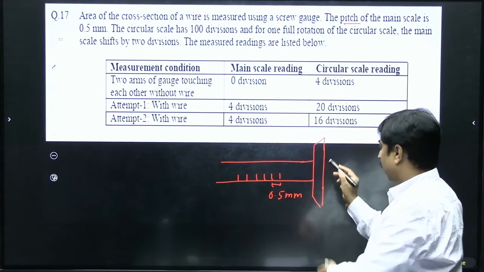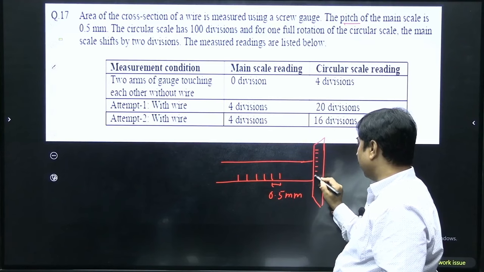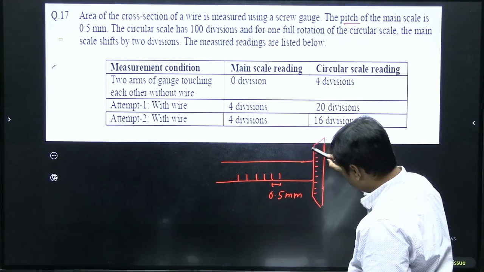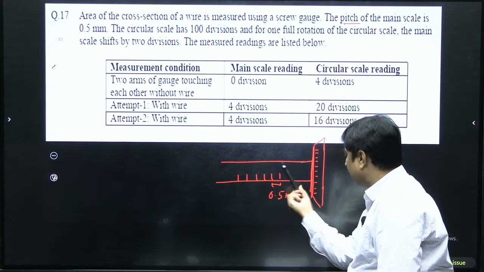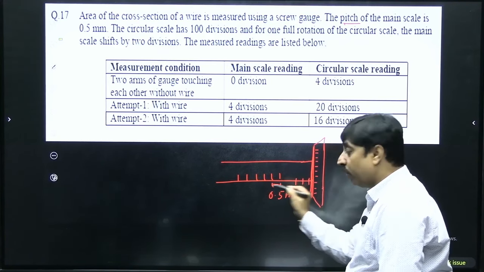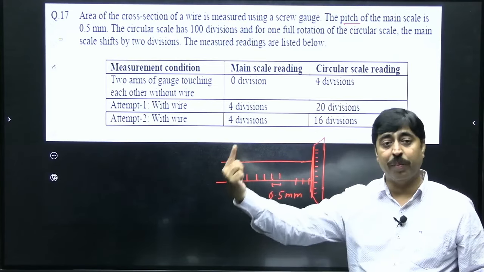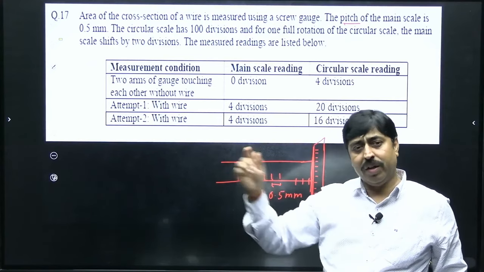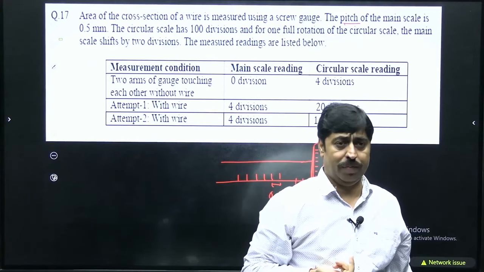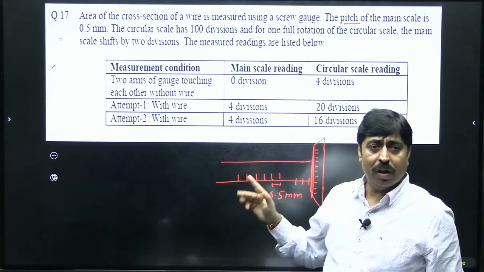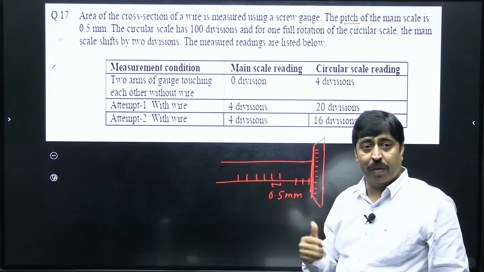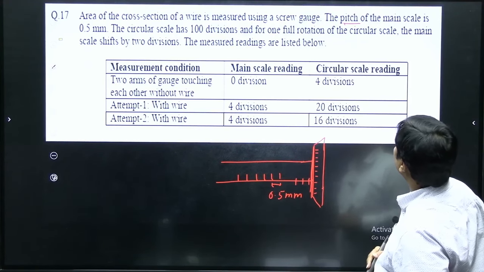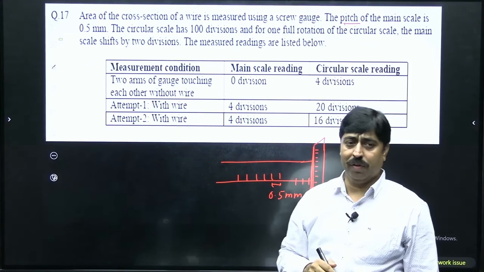Here there is a circular scale. When you rotate it, there are 100 divisions on this circular scale. When it is given one full rotation, this collar shifts on the main scale by 2 divisions. 2 divisions means 1 millimeter, it travels 1 millimeter. So, actually when the screw is being given one full rotation, it is traveling by a distance of 1 millimeter, that is what the question says. One full rotation, this collar shifts on the main scale by 2 divisions.